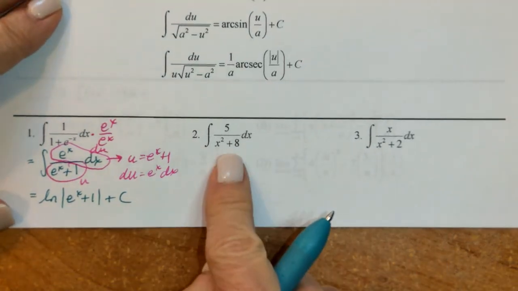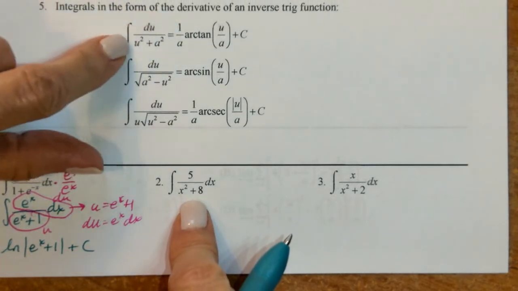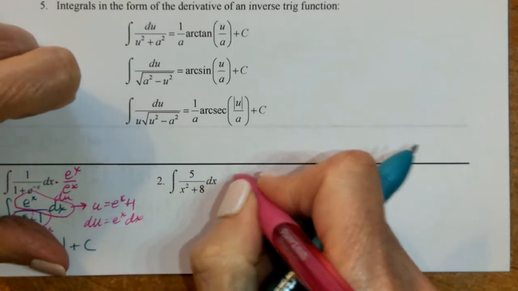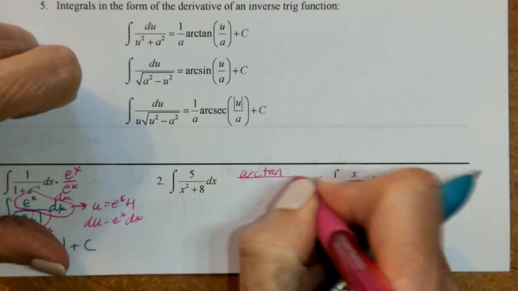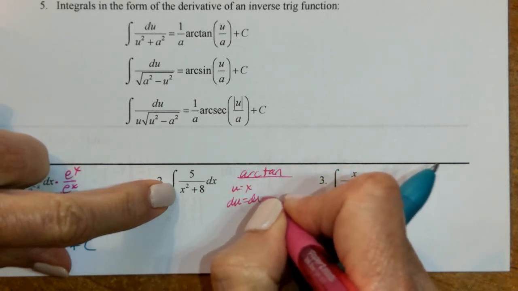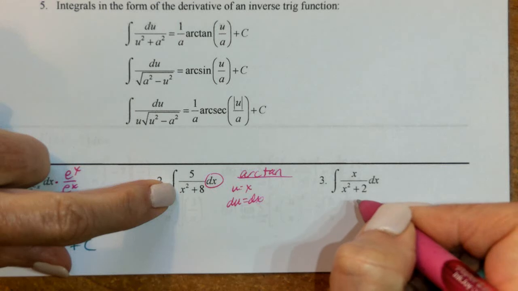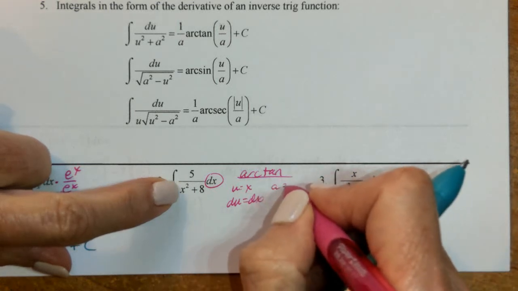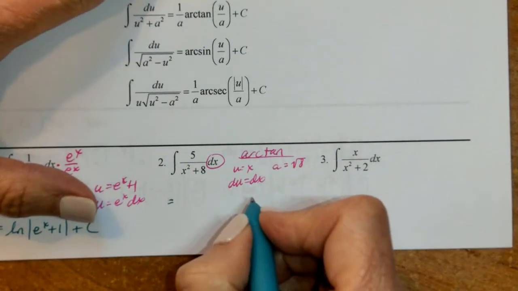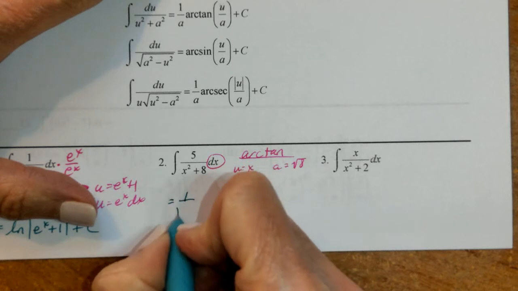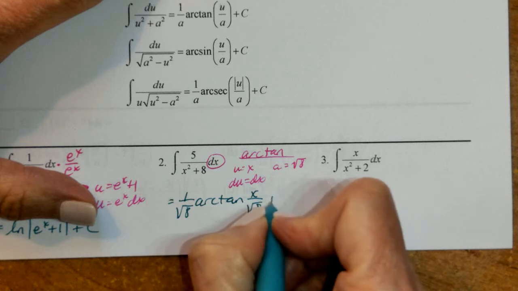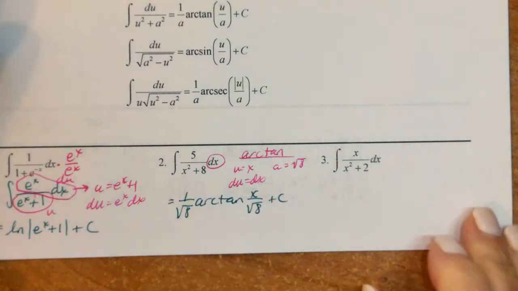Number 2, this is in the form of arctan. So this is kind of a basic one, but if you want to, you can come off to the side. Our u will just be an x, so du is just dx, nothing more than just a du there. a will be the square root of 8. So for arctan, we need 1 over a, arctan of u over a, plus c. So don't forget those.